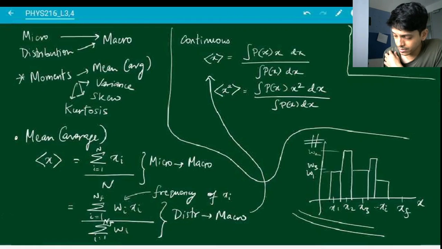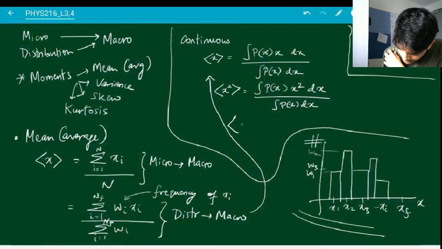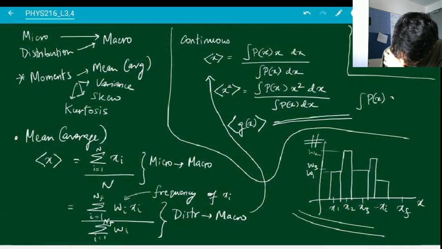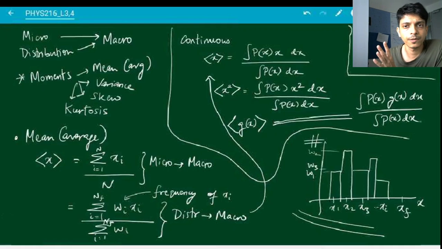In general, for any function, not just x squared, if I want to take the average of some function g(x), then this is just the integral of p(x) g(x) dx divided by the integral of p(x) dx. So this is the general formula: if you know how the x's are distributed and you want to know the average value of some function of x, here is the way to calculate that average. So this was to do with means.